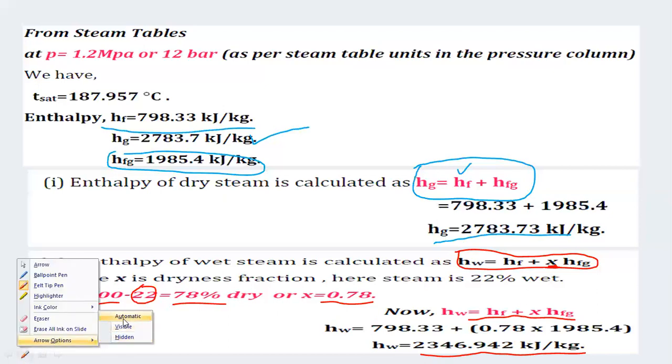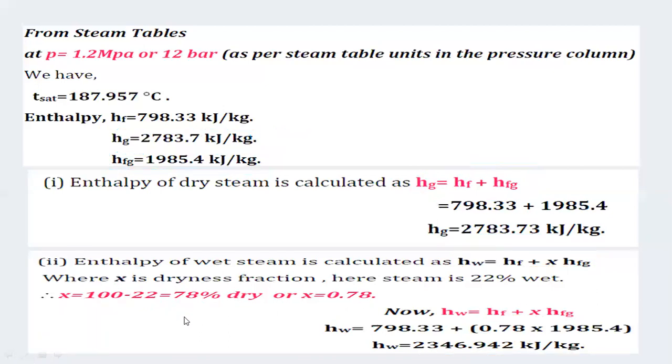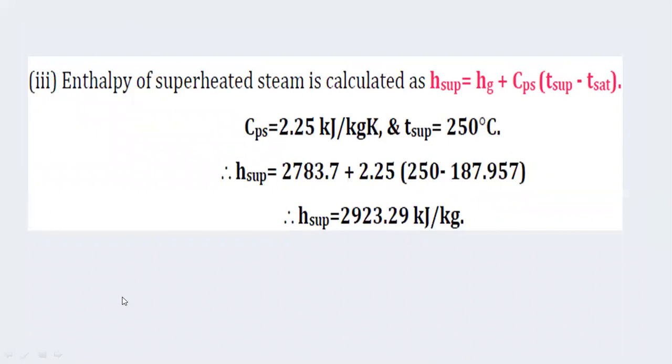Now we have found out the second case. Another case which we have left is with respect to the superheated steam. For superheated steam, I was telling you, we use this equation for H super. H super is equal to Hg plus Cp super into T super minus T sat. The saturation temperature, I just now showed you that from the steam tables we get this value. Super temperature is already given in the question.